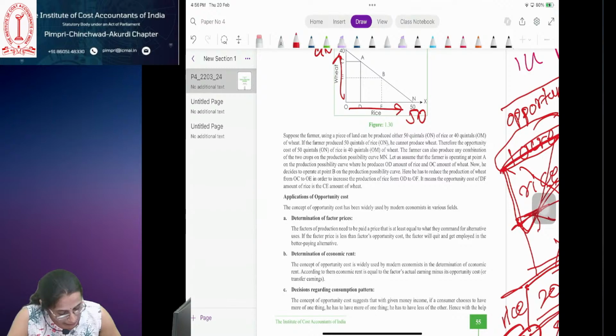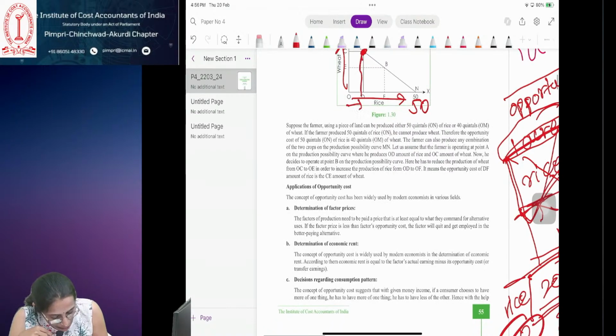The farmer can also produce any combination of the two crops on the production possibility curve MN. Let us assume that the farmer is operating at point A on the production possibility curve, where he produces OD amount of rice and OC amount of wheat. OD is the amount of rice and OC is the amount of wheat.